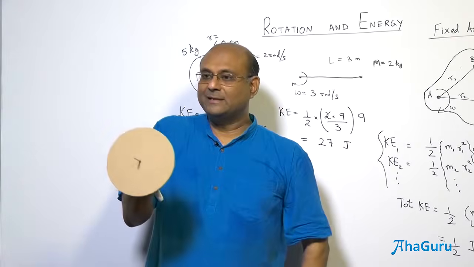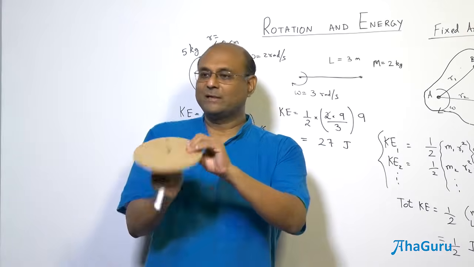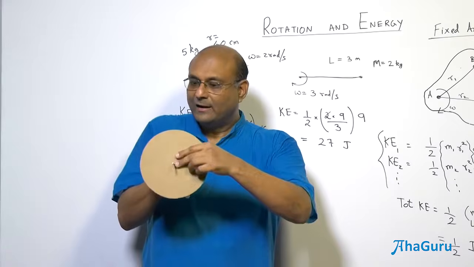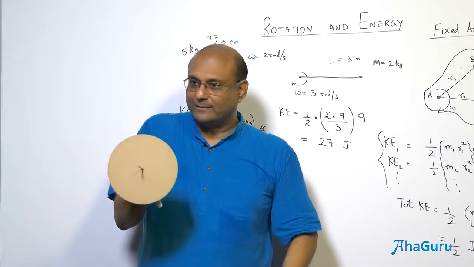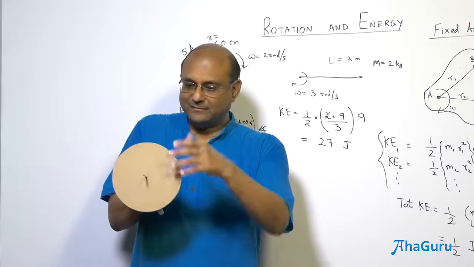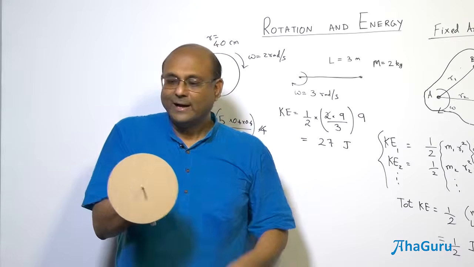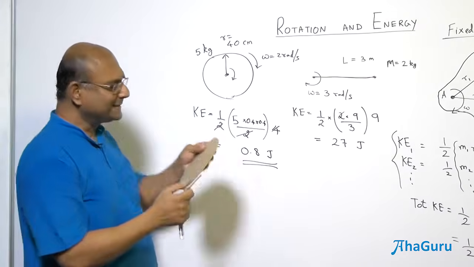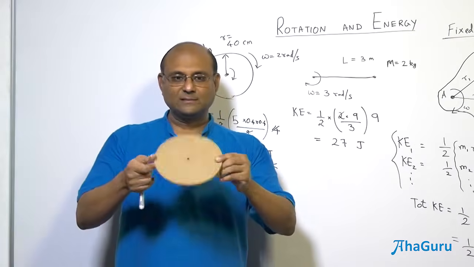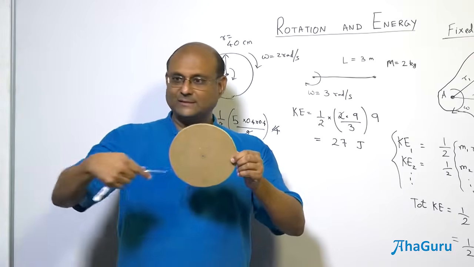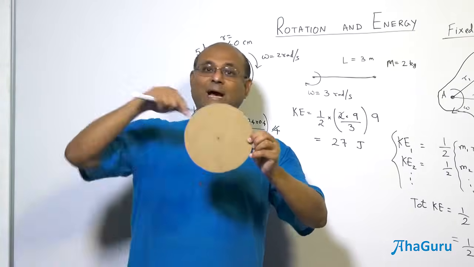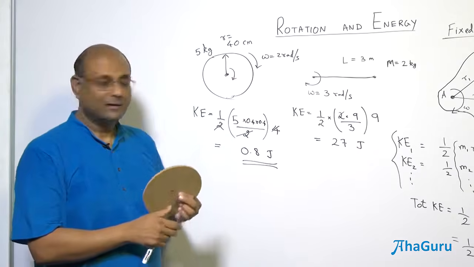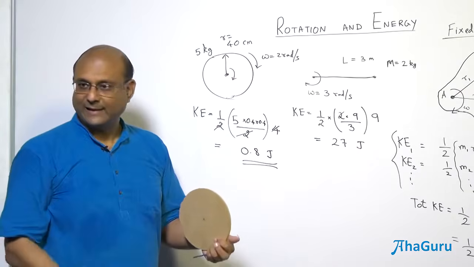It doesn't matter whether the disk was rotating like this or like this. The axis has to be fixed and relative to the axis, this is how it is rotating. Correct? If this is the axis, obviously this is how it is rotating, and so you simply calculate half I omega square. Will it be the same answer if this was the axis? No, right? You'll have to calculate the I for that axis. So I hope the basic idea of how to calculate the kinetic energy is clear.